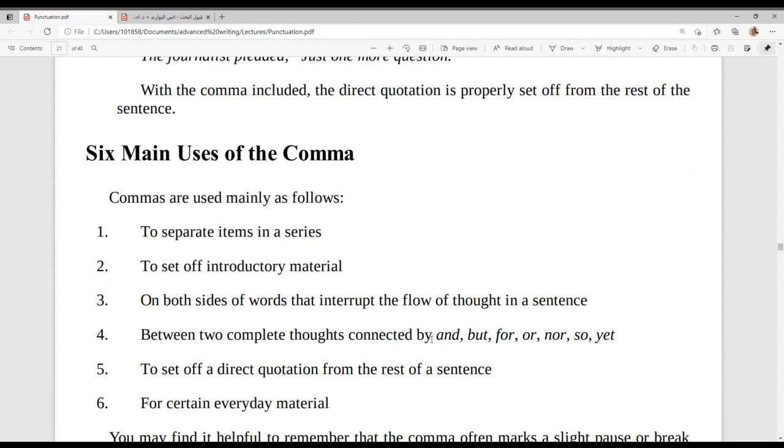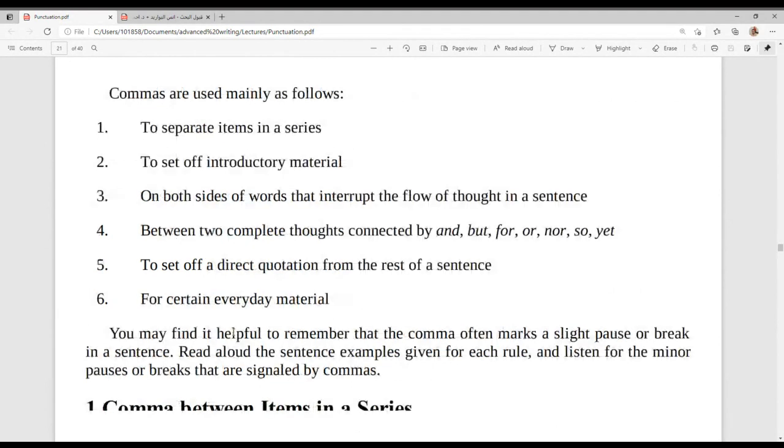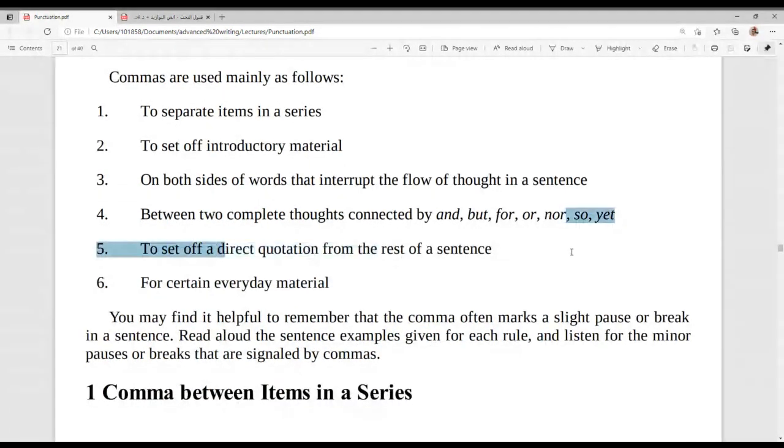Between 2 complete thoughts connected by the FANBOYS. Do you remember compound sentences? When you write a compound sentence and you use linking words or connectors like these, you have to use a comma before them. To set off a direct quotation, we talked about this. And for certain everyday material, we are going, inshallah, to talk about these uses in detail with examples.